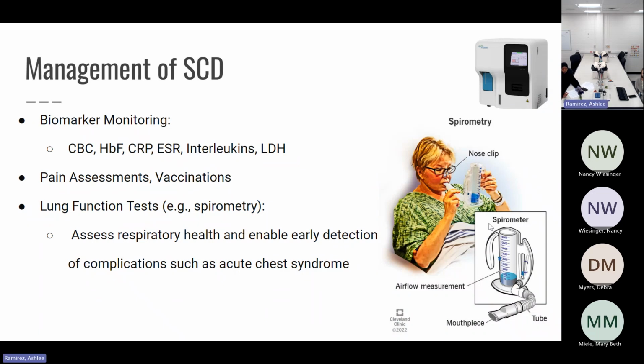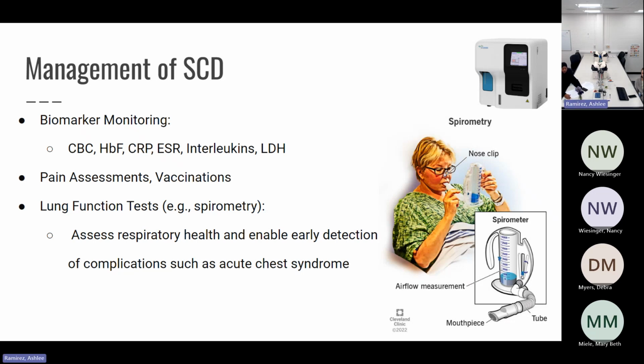And more on the management of sickle cell disease, we have different biomarkers. We mentioned some of the red cell indices, hemoglobin F. There's also CRP that can be used, ESR, interleukins, and LDH as well. Can all be used to monitor sickle cell disease.